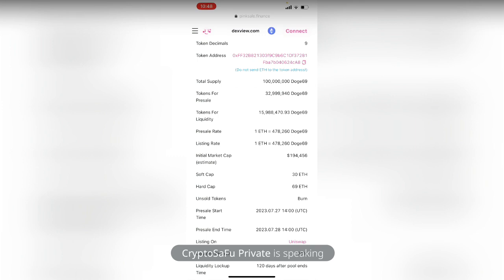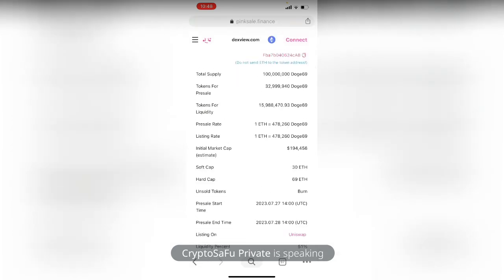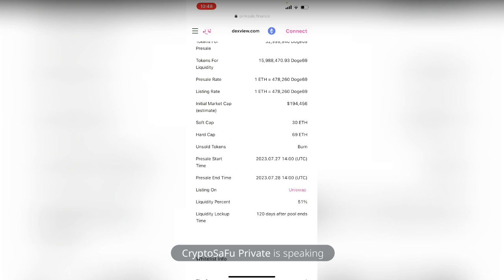So what Crypto Kaba was saying before was that you will get to see the pre-sale rate, and you will get to see the amount that is going to be listed on exchange. So then you see the listing rate, which is one Ethereum is equal to 478,000. So you can get the pre-sale rate and the listing rate. And you see what is their soft cap. Their soft cap is 30 Ethereum. If they are able to raise 30 Ethereum, then they can launch. Otherwise, they can't launch the project. It means that this pre-sale will fail automatically.